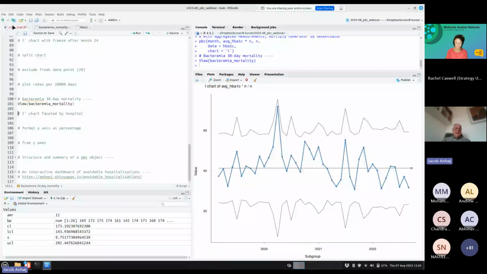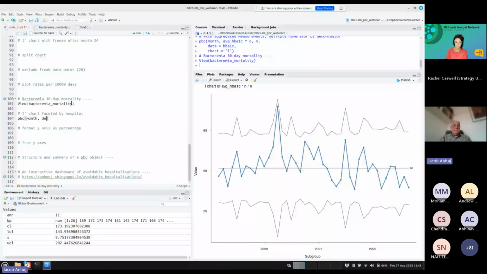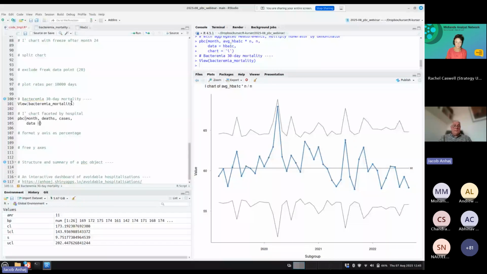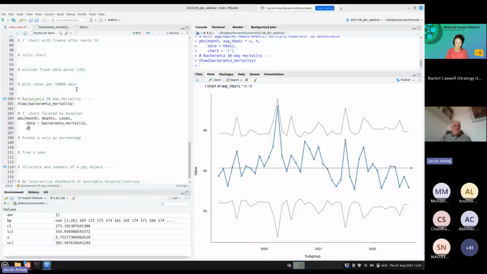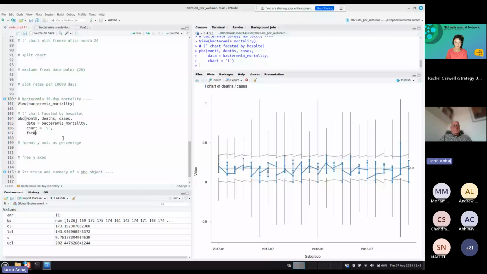And PPC is able to do data that are faceted by one dimension. Look here. So we have the month. The numerator is death, the denominator is cases. See, if I just do this, I'll get a crazy chart, because there are actually six hospitals in each month. So I will facet. I'll make small multiples by hospital.